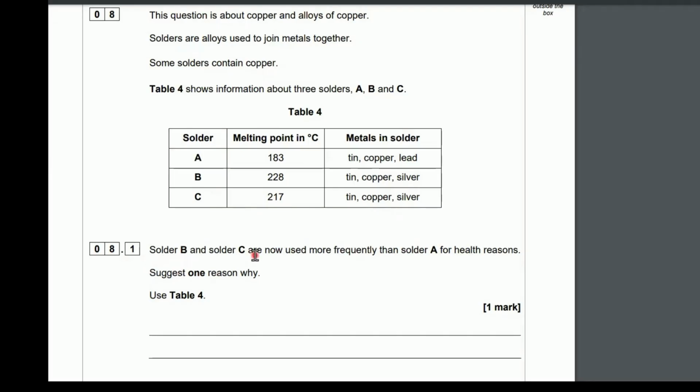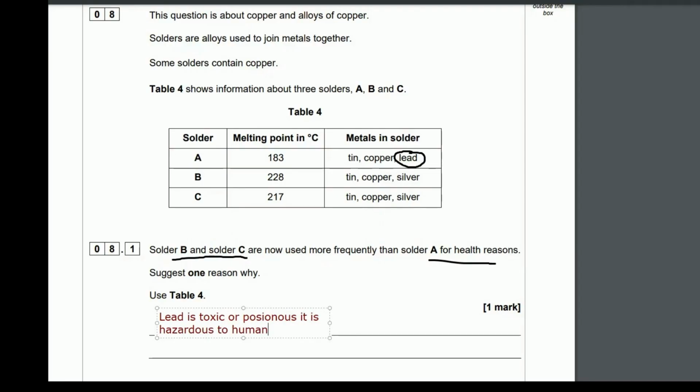Solder B and solder C are now used more frequently than solder A for health reasons. Suggest one reason why. So B and C are used rather than A? What do you know about lead? You might not know, but lead is actually toxic. Lead is toxic or poisonous. It is hazardous to human health.